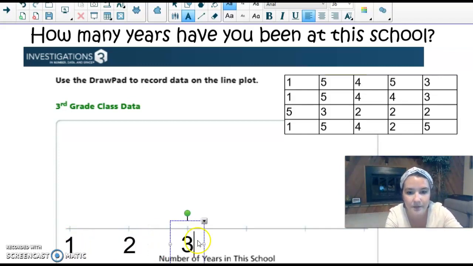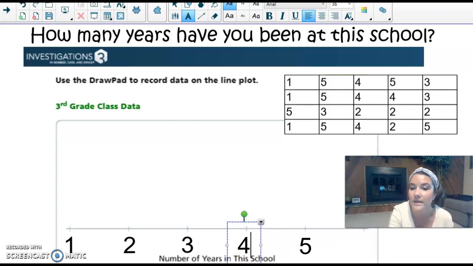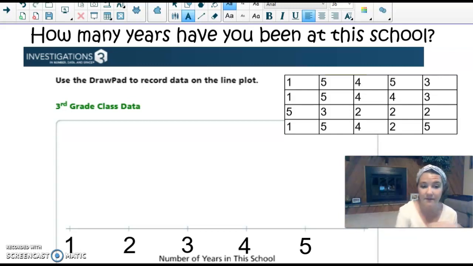So remember, the numbers represent the number of years at school. And we decided that even though this may be your first year at school, we counted it as 1. Even though it's not 1 full year, you are in your first year. Okay, all right, so we have our numbers labeled at the bottom, and so we're going to work on putting the data into the line plot.